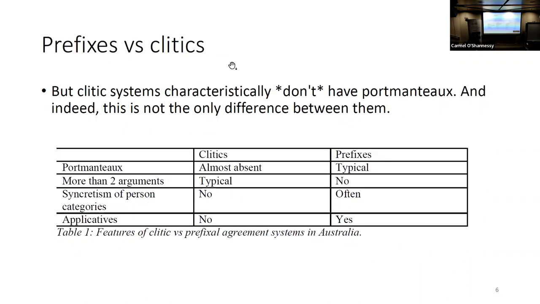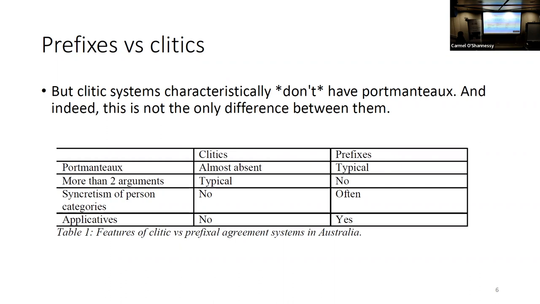But characteristically, those kinds of phonetic systems don't have portmanteaus, where we get them in prefixing systems, with the possible and partial exception of Warrnambool. I haven't found any other Australian clear systems that have that kind of characteristic portmanteau in that part of the paradigm, whereas they're absolutely typical in prefixing systems.